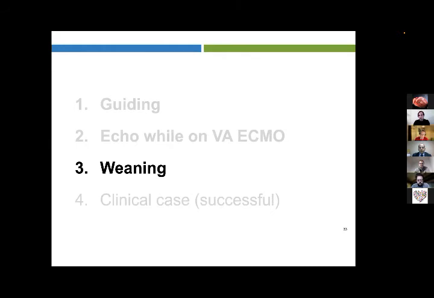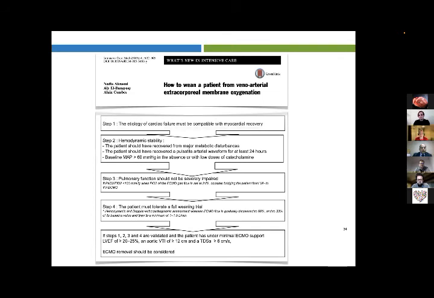So after guiding and echo while on VA ECMO, one other important reason why we get called to the ICU is the weaning process. Someday we have to wean our patients from the VA ECMO. And this is a very, very nice paper which gives us some hints on how to wean a patient from veno-arterial ECMO. And what we look at as echocardiographers, once we have the clinical clearance, are these parameters: LV function, aortic VTI, and the TDI of the lateral mitral annulus.